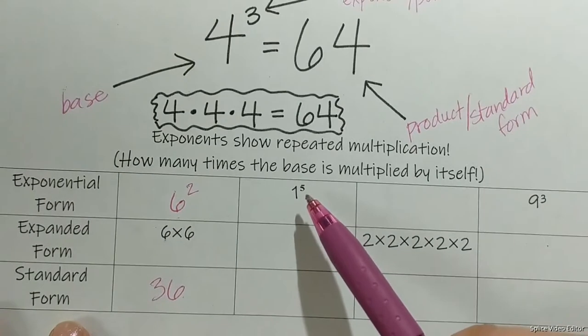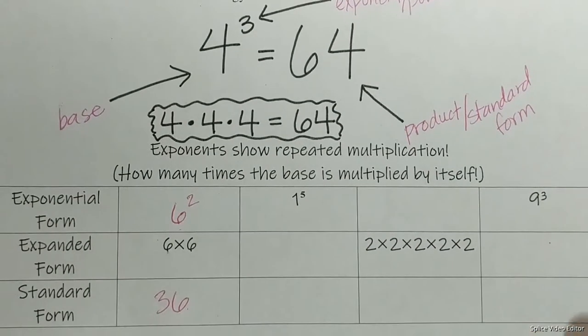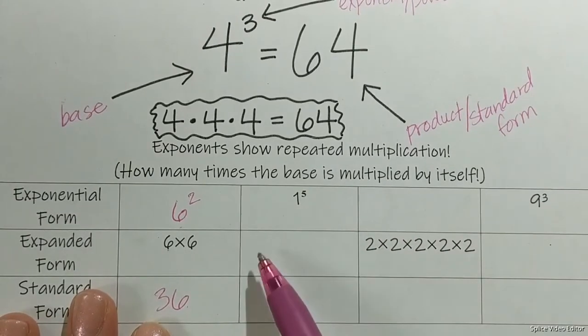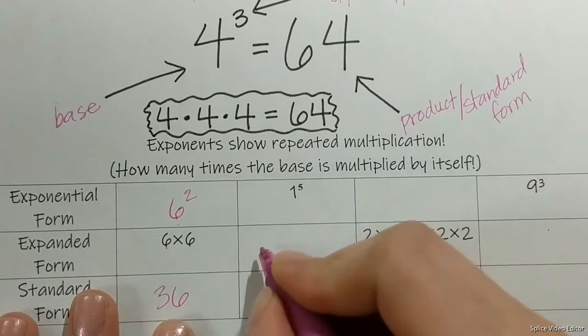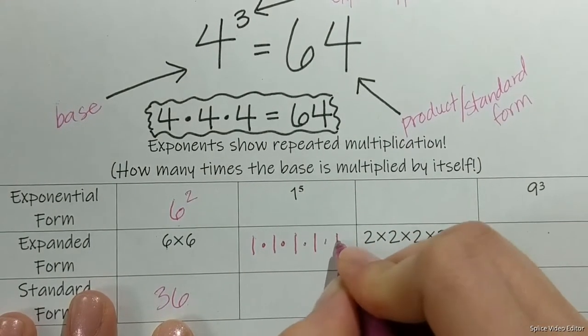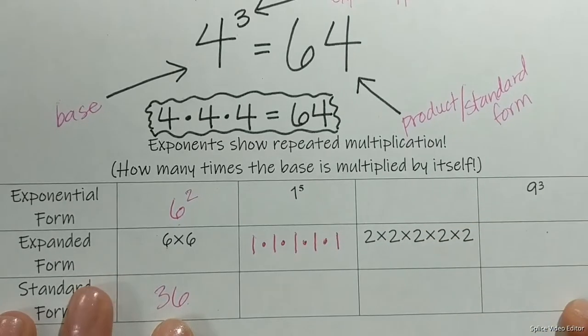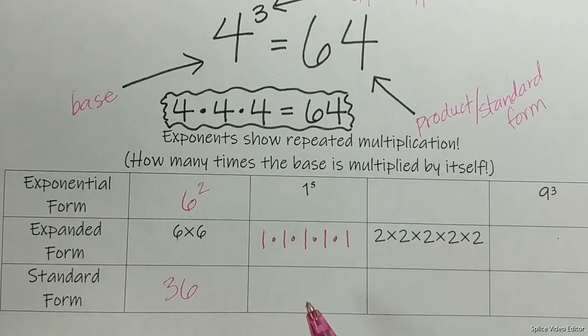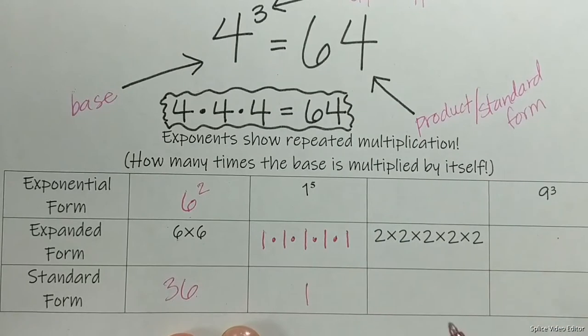Next, 1 to the 5th power. So in expanded form, we're going to write it out, and we need to see that number 1, the base, 5 times here. Okay, so we're going to write 1 times 1 times 1 times 1 times 1. All right, so that's our expanded form, and then moving on to standard form, that's going to be what that product is. So 1 times 1 times 1 times 1 times 1 is, of course, just 1.